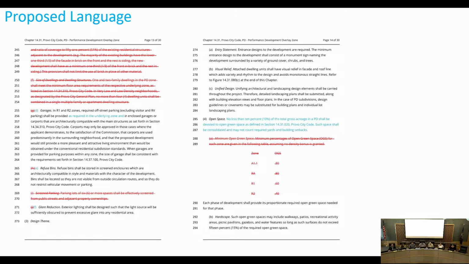The last one I had was page 27. Actually, I lied. There's another one after that.